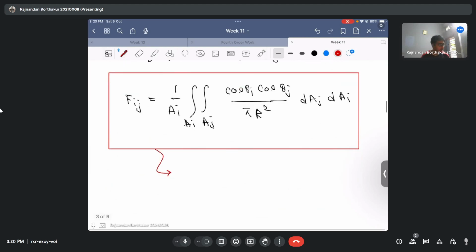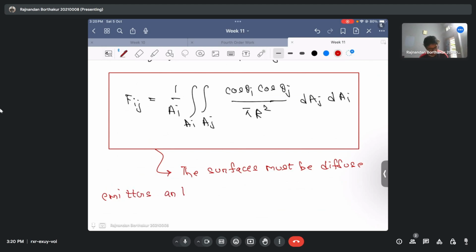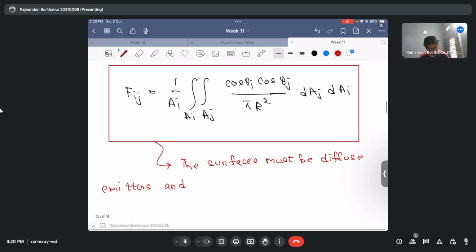So this form is true so long as the surfaces must be diffuse emitters and have uniform radiosity.